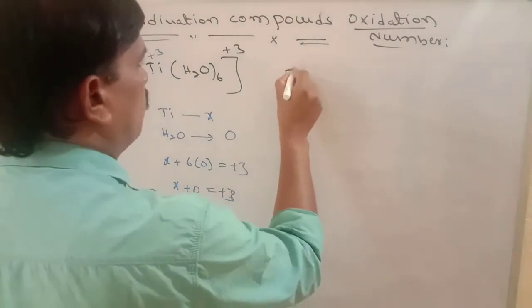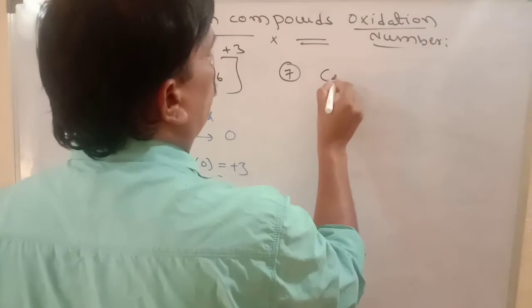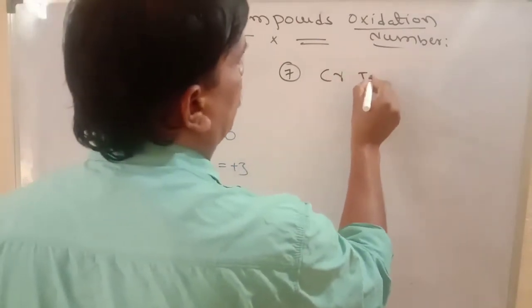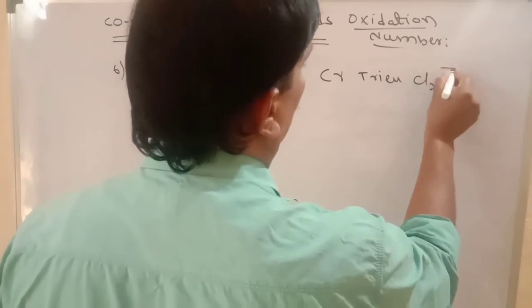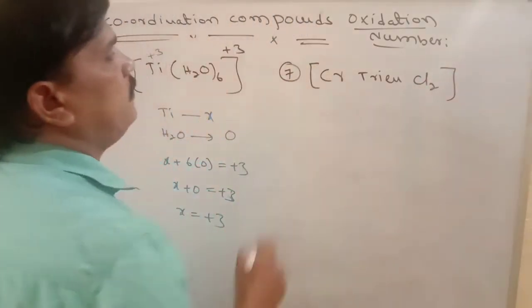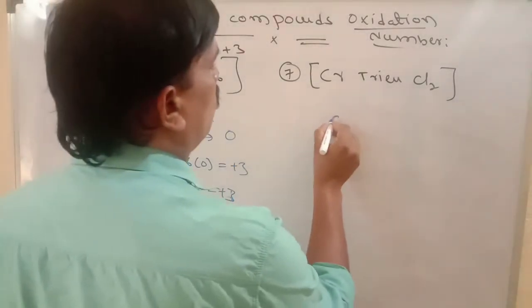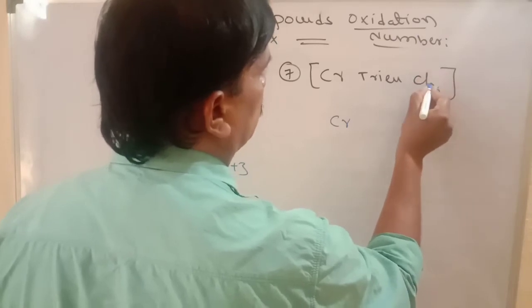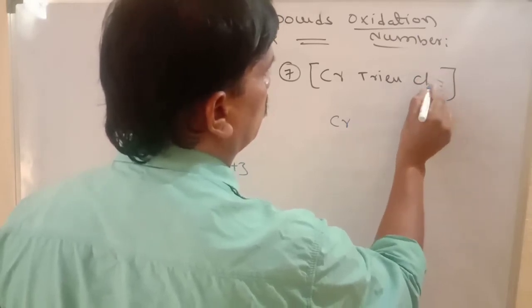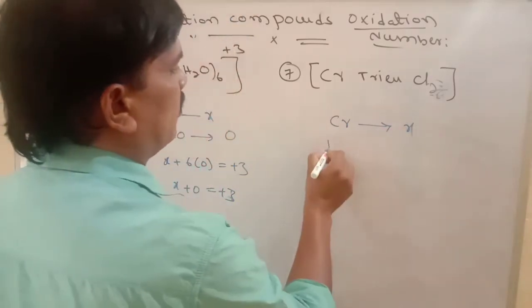I want to take one more example: chromium triene Cl2. Consider the chromium oxidation state as Cl3, or Cl2, okay. So the chromium oxidation state is considered X. Triene.